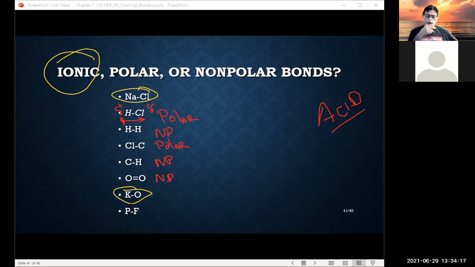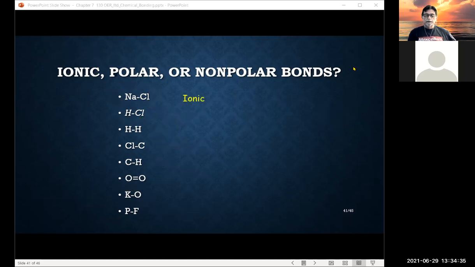The one in yellow, as we talked about, is an ionic compound. And for phosphorus fluoride, two different elements, we have a polar bond. Okay, polar bond. So ionic for that one, polar covalent for HCl, good old HCl. That is the formula for the acid in your stomach, by the way. HH is nonpolar covalent. Carbon and chloride is a polar covalent bond.